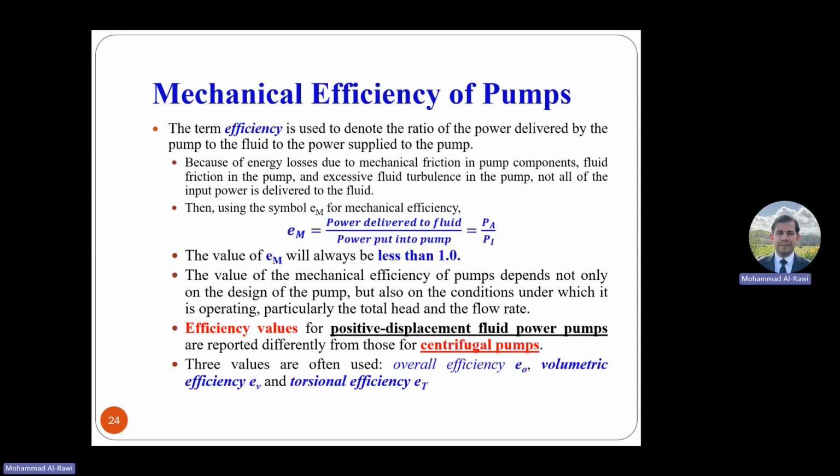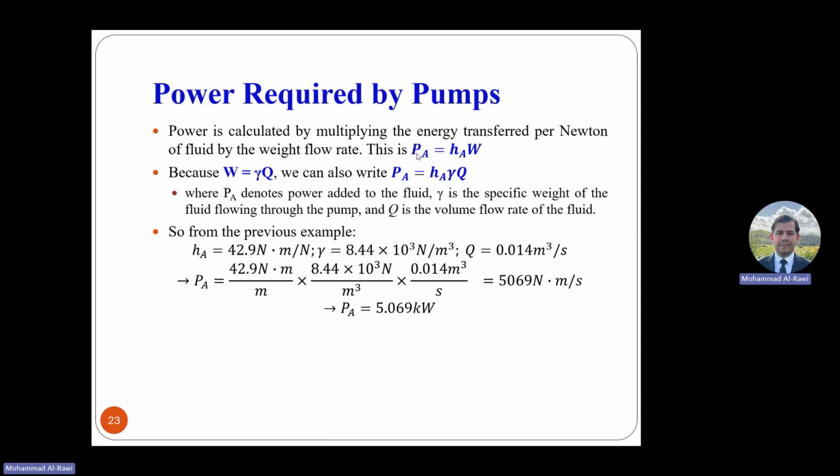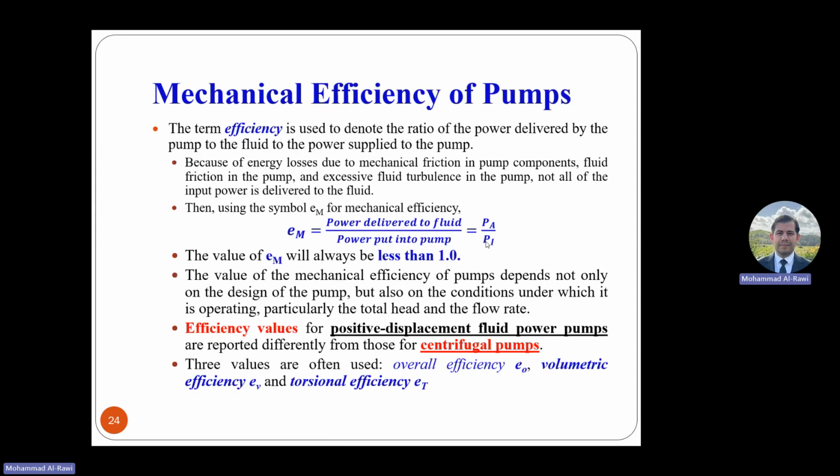Another term we need to understand is the mechanical efficiency of the pump. Efficiency is used to denote the ratio of the power delivered by the pump to the fluid to the power supplied to the pump. Because of energy losses due to mechanical friction in pump components, fluid friction in the pump, and excessive fluid turbulence in the pump, not all of the input power is delivered to the fluid. Using the symbol for mechanical efficiency, which some textbooks write as EM, it equals power delivered to the fluid divided by power put into the pump. So PA, which we just calculated, divided by PI, the power put into the pump.